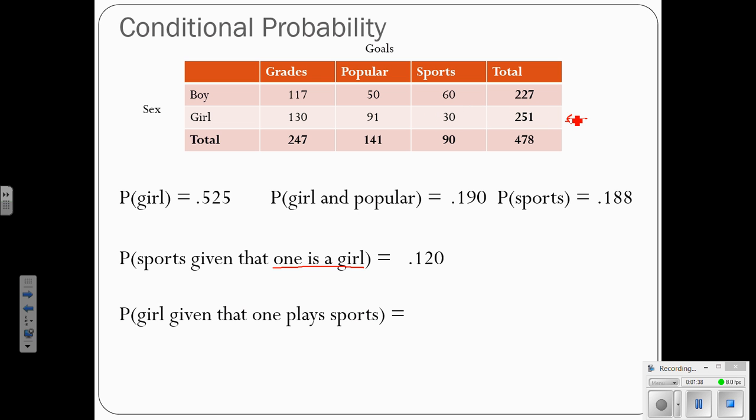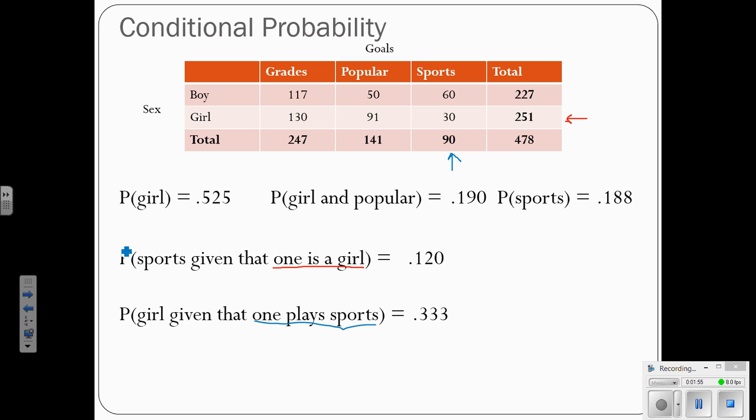At the same time, all of a sudden we can look at what's the probability that it's a girl given that they play sports. So this time we know that they play sports, so we're going to pull from this column. Our new denominator is 90, so it's 30 out of those 90 for 0.33.